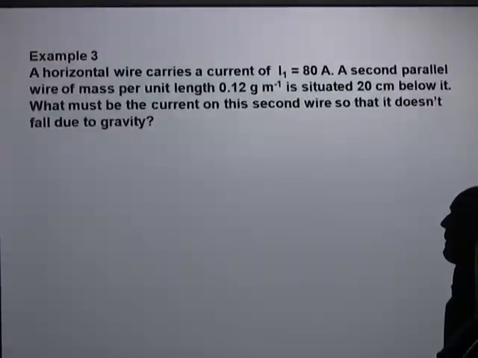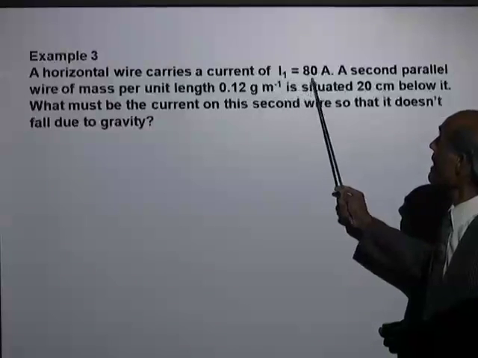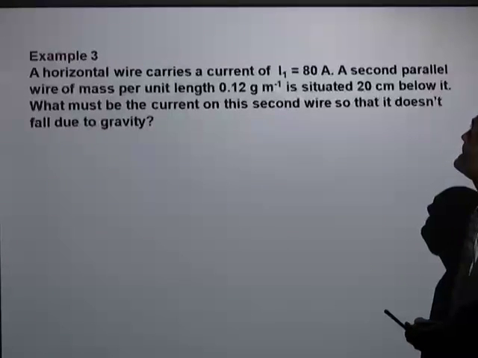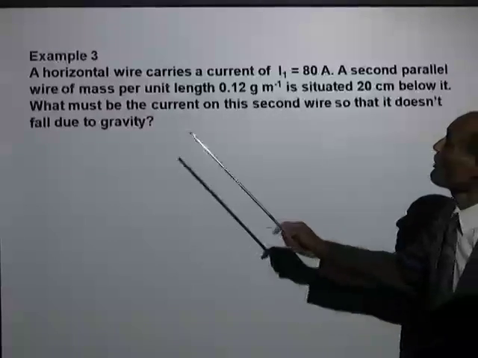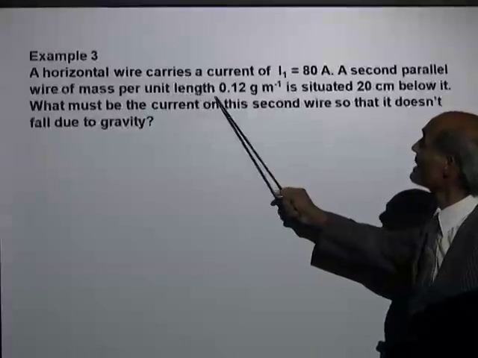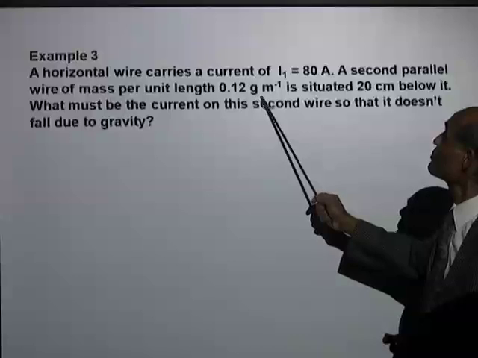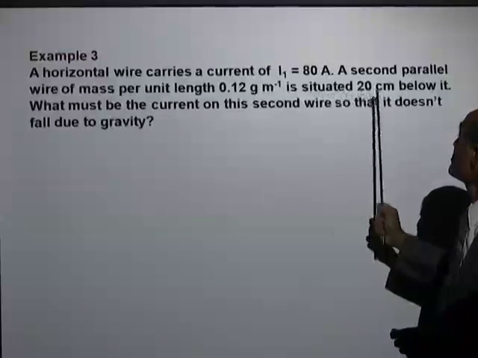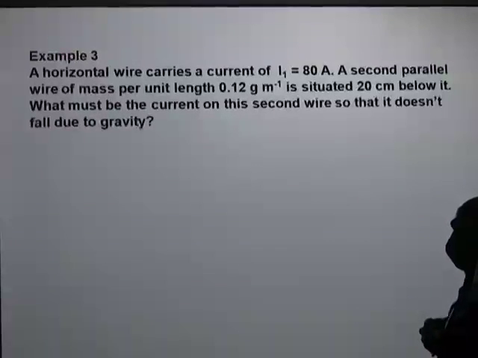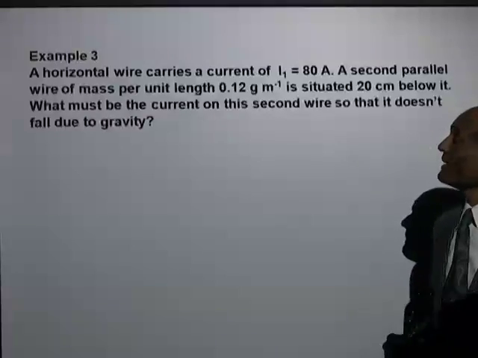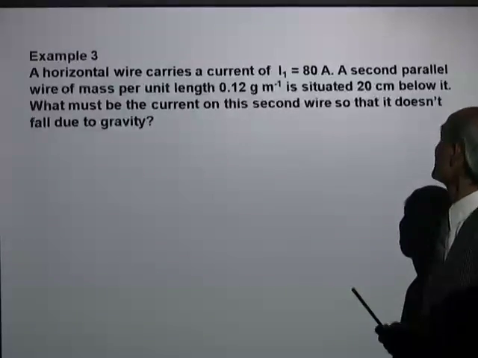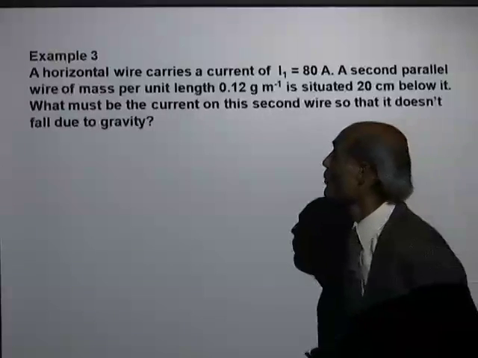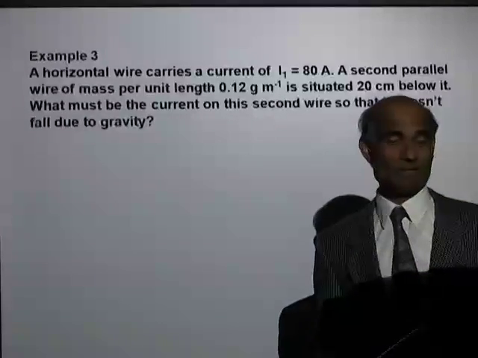A horizontal wire carries a current of I1 equal to 80 ampere. A second parallel wire of mass per unit length of 0.12 gram per meter is situated 20 centimeter below it. What must be the current on the second wire so that it does not fall due to gravity?